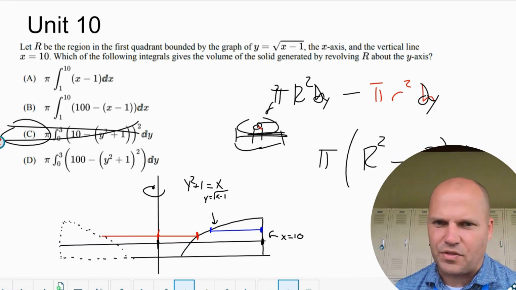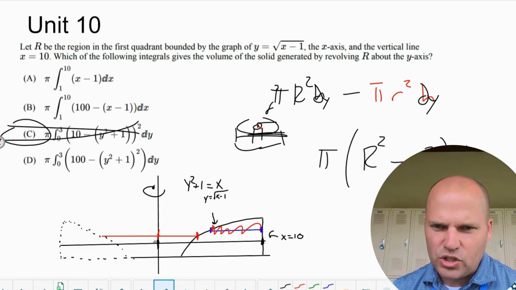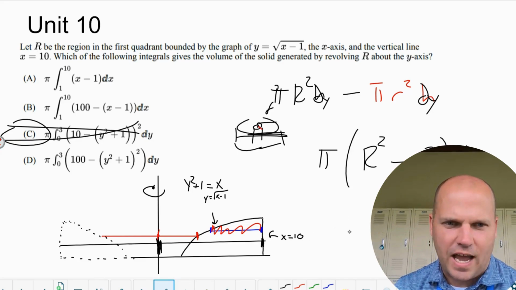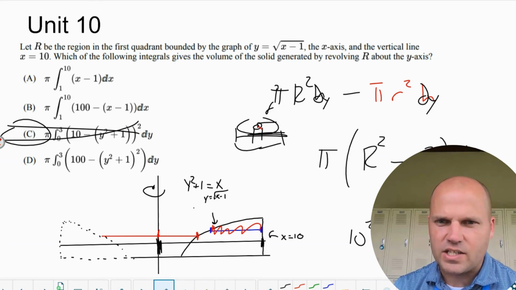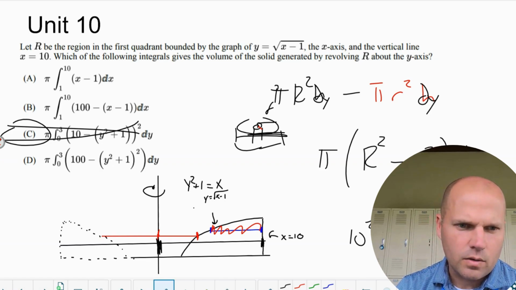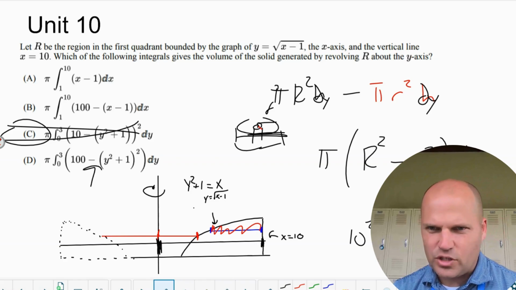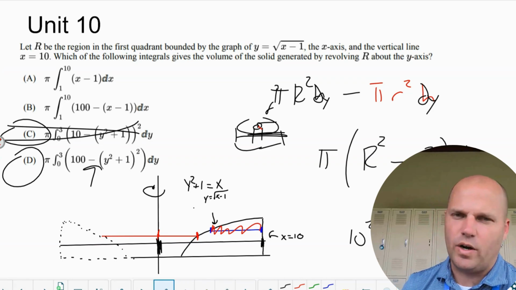We kind of don't want this blue guy here. We want the two cylinders. One has an outer radius of 10, so I'm going to have 10 squared, and then the red one has the radius of 1 plus y squared. We want that, which ends up being that. That's my big R squared minus my small r squared.